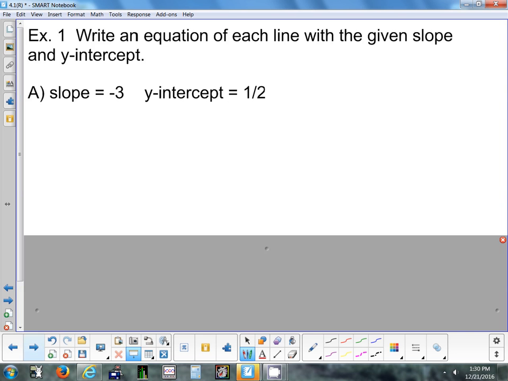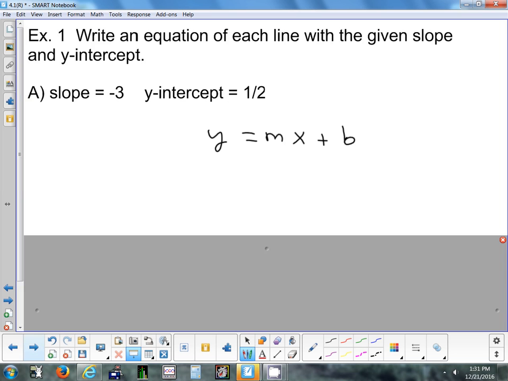Okay, somebody remind me, what is the formula that we use to write the equation of a line? We just did it. Y equals mx plus b. Right? Is that my final answer? No, I got to put some numbers in here. Okay. What two letters am I going to fill in numbers for?